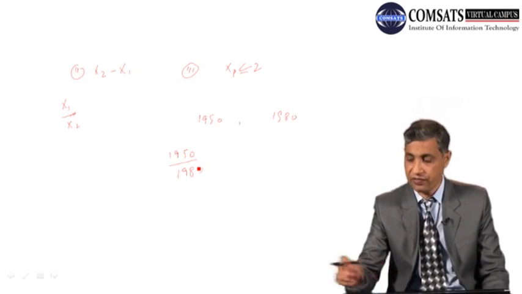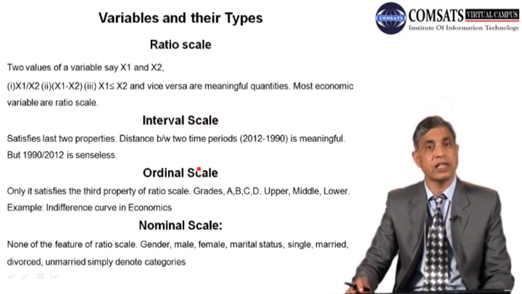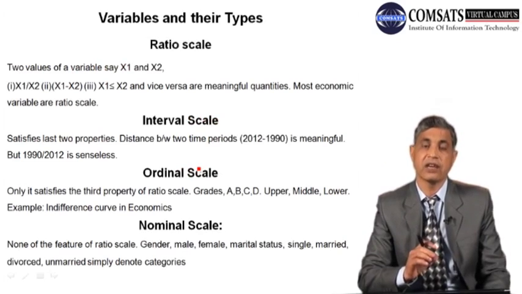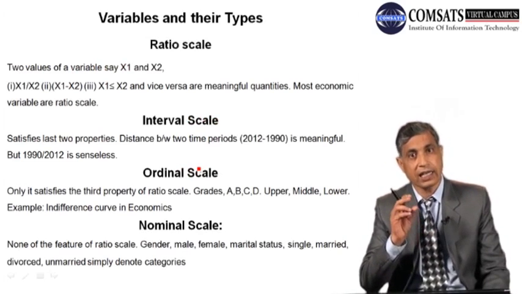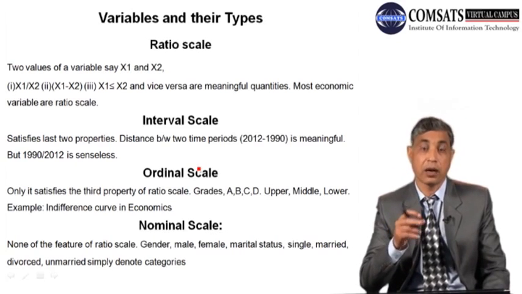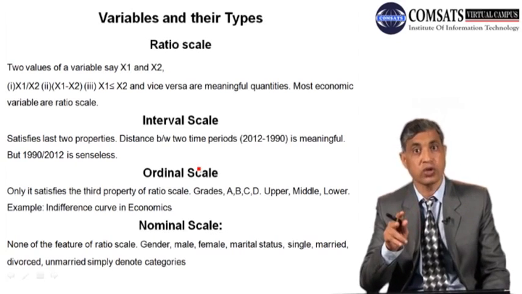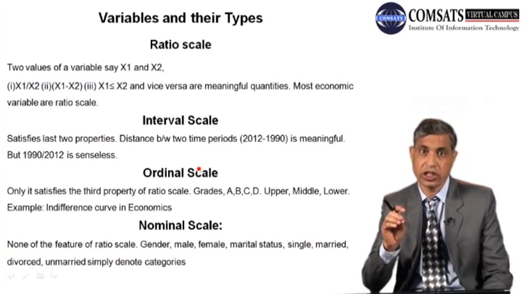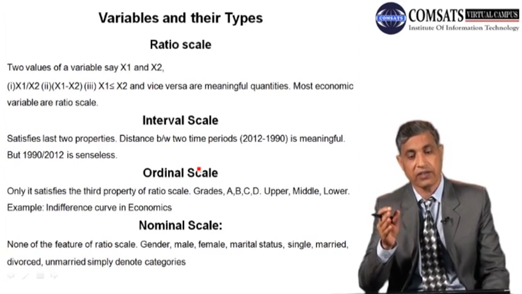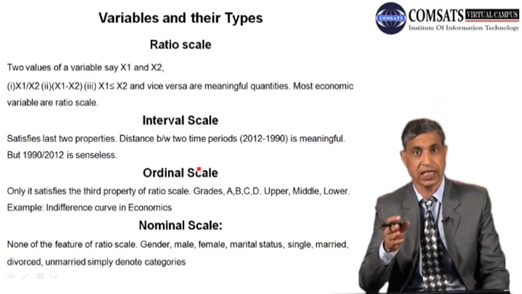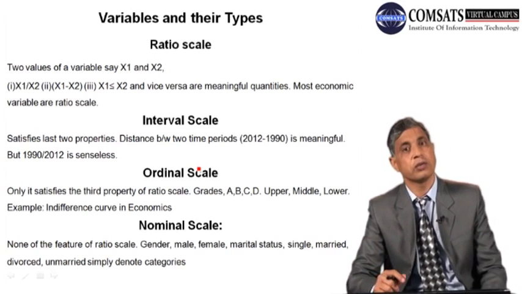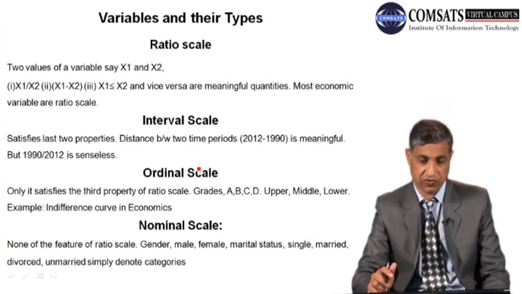So what is the definition of the interval scale variable? That it doesn't fulfill the first condition. What was the first condition? That the ratio of the values of this variable becomes meaningless. But it still holds the next two conditions. What are the next two conditions? The second condition was that their difference should be meaningful, and the third one was that they should be arranged, and we can say that 1980 comes later after 1950.